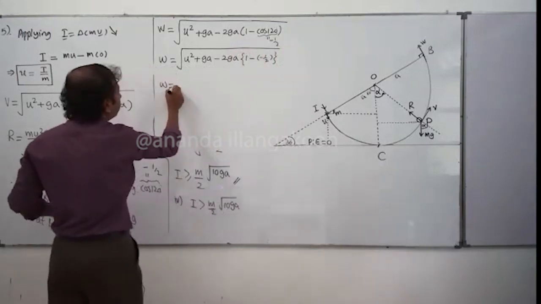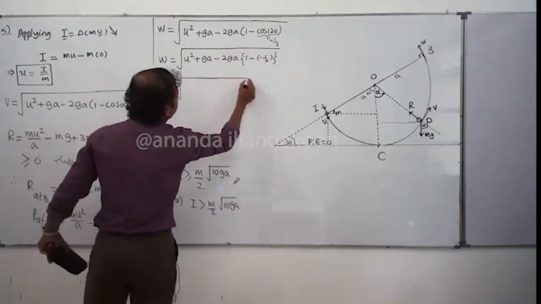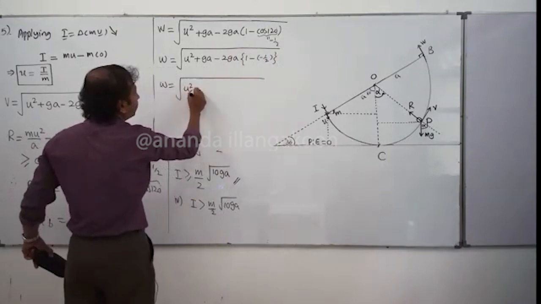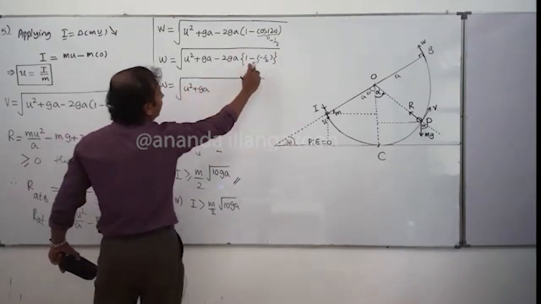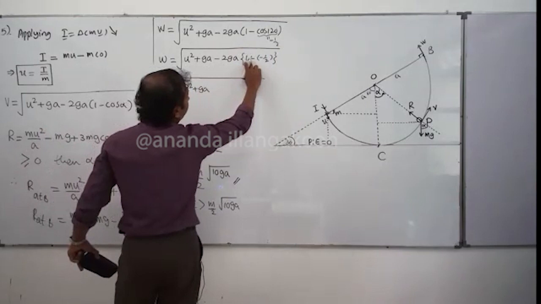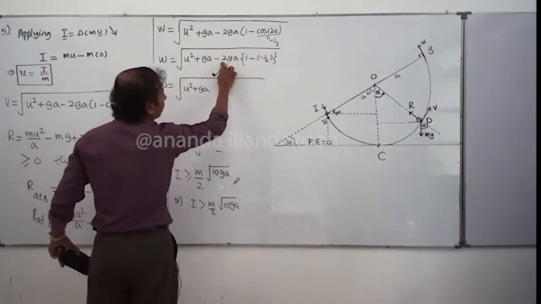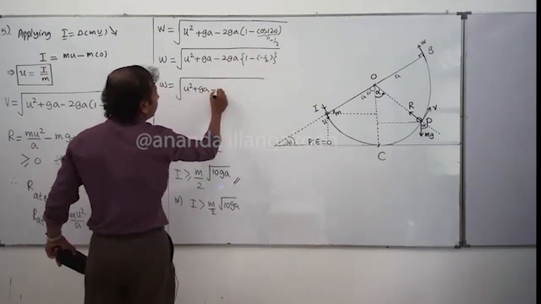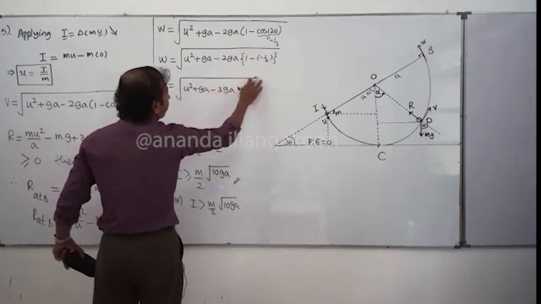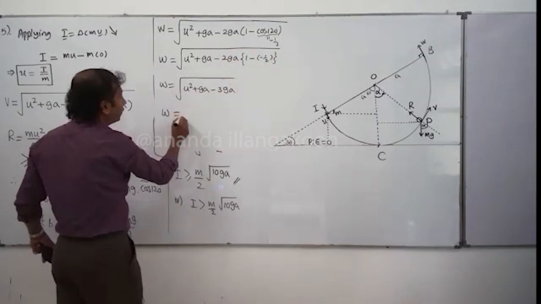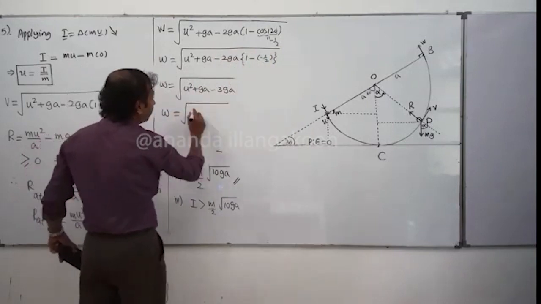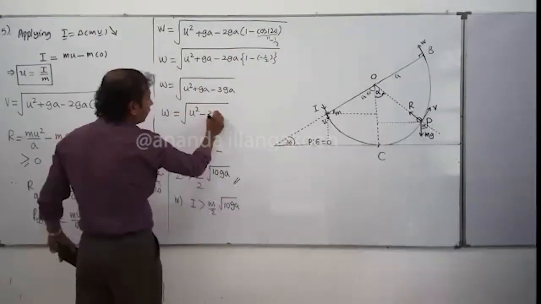Then W is square root of u square plus ga here. People, what do you get? This is 3 by 2, no? That 2 and this we can cancel now. Then minus 3ga. Then W we can write as square root of u square minus 2.